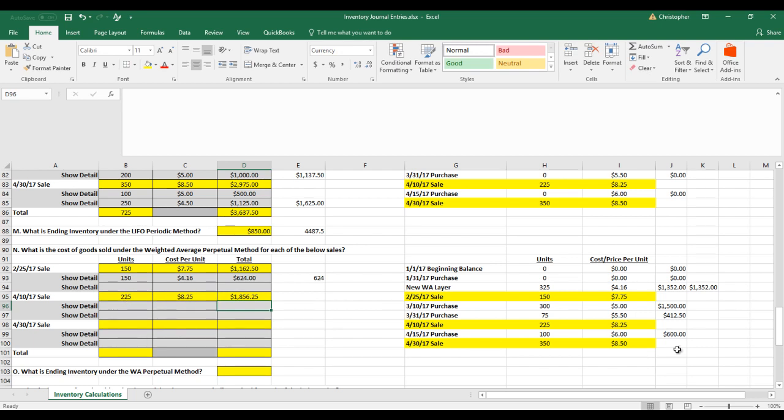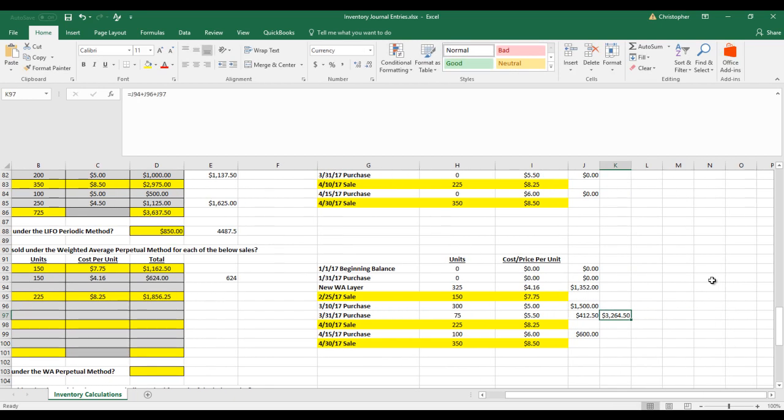We need 225 units. So again, we look at the cost we have at that point. This is still H times I, this is still our cost for that layer. Here's the cost for these other layers. So our new cost of all the inventory we have at that time is $3264.50, and that relates to 700 units. So our new cost per unit is $466. It's increased because our underlying costs have increased as well.